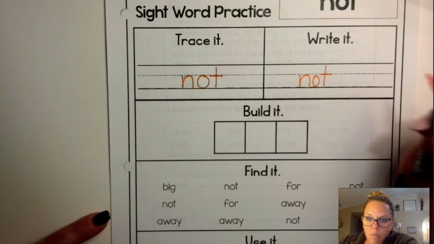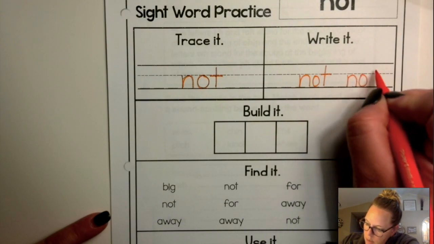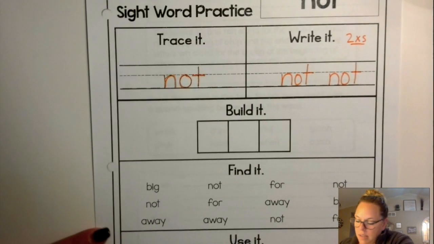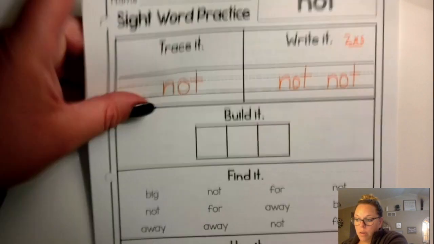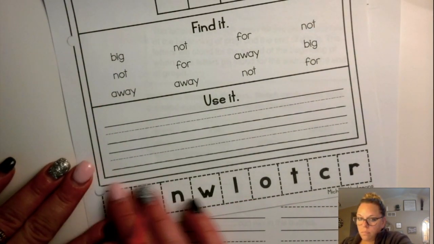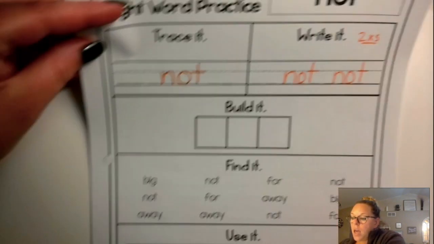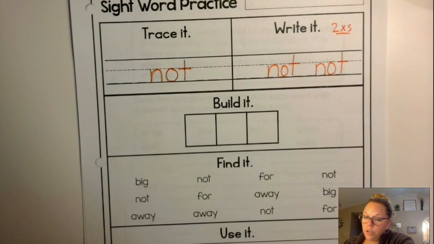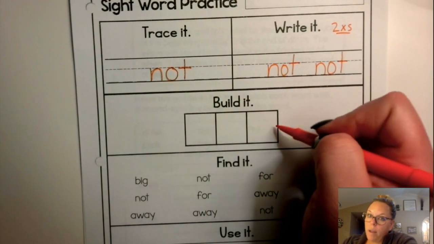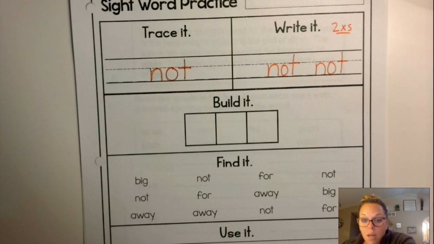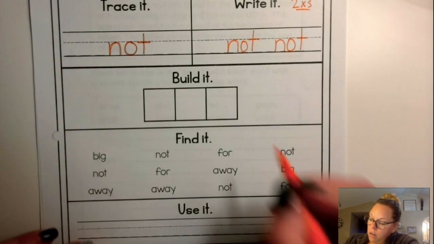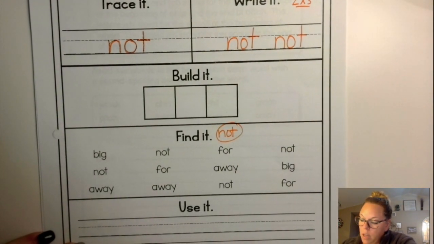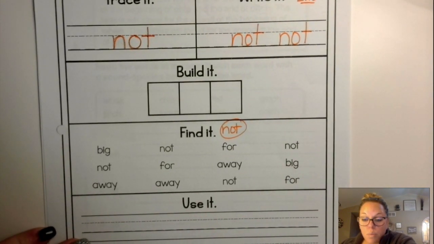My challenge for you would be not to just write it one time, but to write it at least 2 times. Okay? Write it at least 2 times. Then you're going to build it. Please make sure that when you build it, you are cutting this strip off of the bottom and putting the correct letters up on here and gluing them on. Please do not just circle the letters at the bottom. Please do not just write them in here. I would like you to physically be cutting them and gluing them with your glue stick. Then you're going to find the word not, and you will circle it however many times you find it. Then lastly, I would like you to use the word not in a sentence.